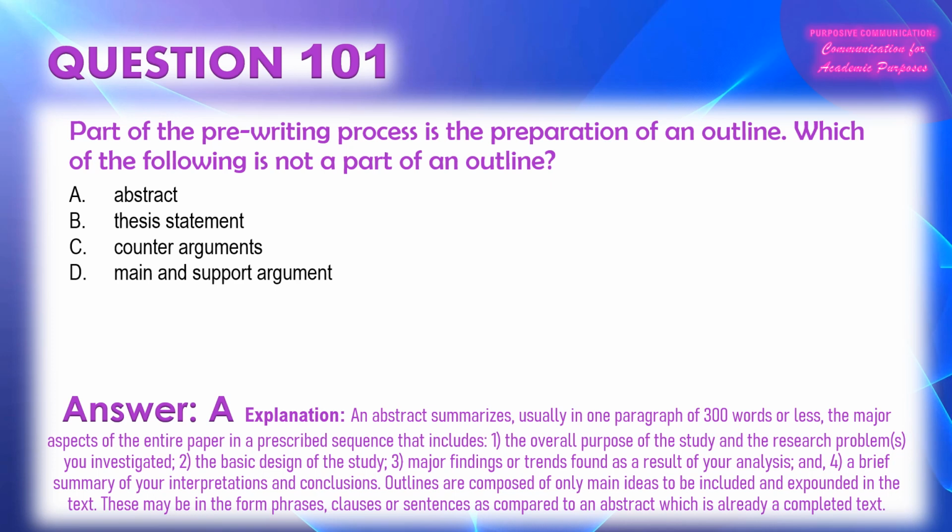Outlines are composed of only main ideas to be included and expounded in the text. These may be in the form of phrases, clauses, or sentences as compared to an abstract which is already a completed text.